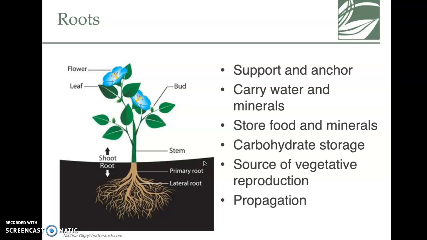So if I am looking at this one, it's trying to show me this is the shoot of the plant, this is the root. The root's main job is to support and anchor the plant. If you have erosion issues, you may have heard that people suggest planting grass or trees to help prevent that problem. They also carry water and minerals, life support right there. They store food and minerals too. They also store carbohydrates. They also allow vegetative reproduction.